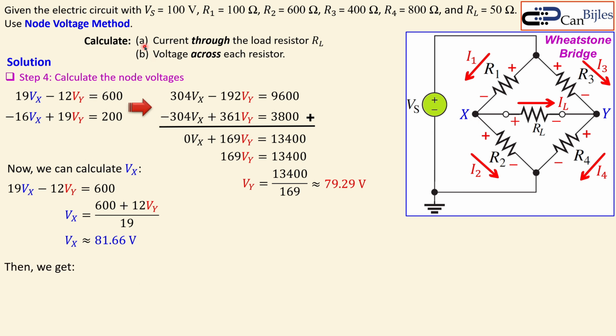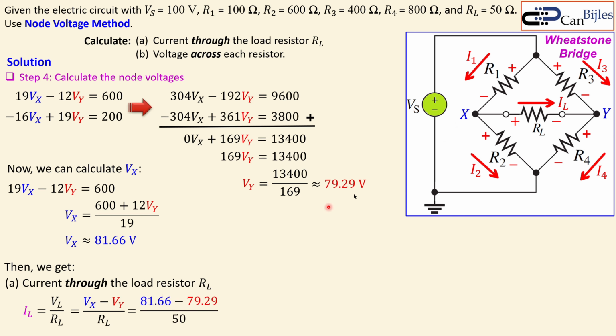Now we can calculate what is required in A and also B. Because the current through the load resistor, RL, is its voltage across the two terminals divided by its resistance. So IL is equal to VL over RL, and VL is Vx minus Vy. That's just the potential difference between these two nodes. And RL, of course. And then we have the values we have just determined over RL, and you will get 47.4 milliamps approximately.